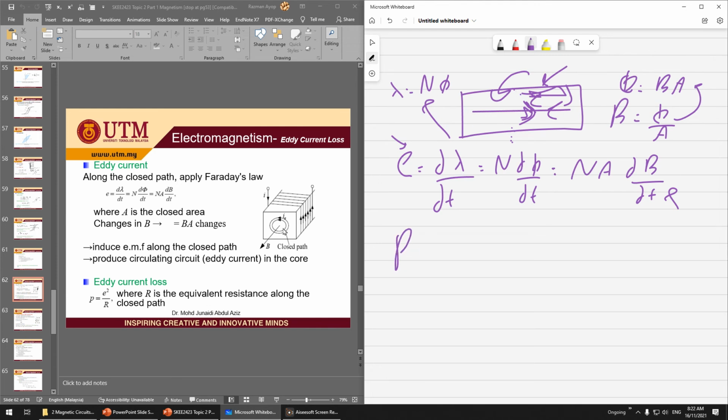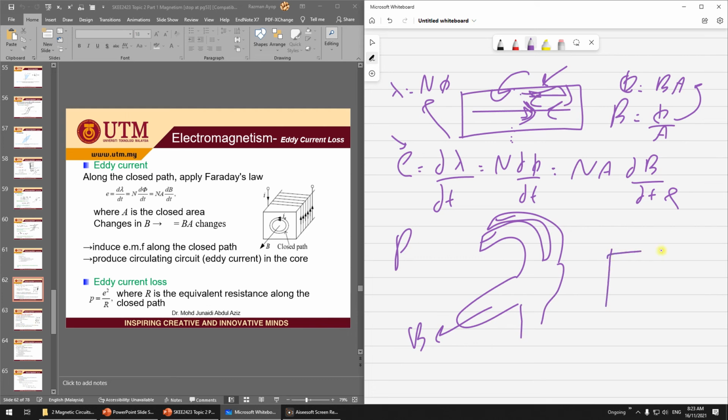So you can look back at your right hand grip rule. Remember this is your thumb, so this is basically the B, and then your curved fingers, something like this. Your right hand grip rule. So it will produce the current. So you have the core here, you have the B. It produces B, and at the same time it will produce I.